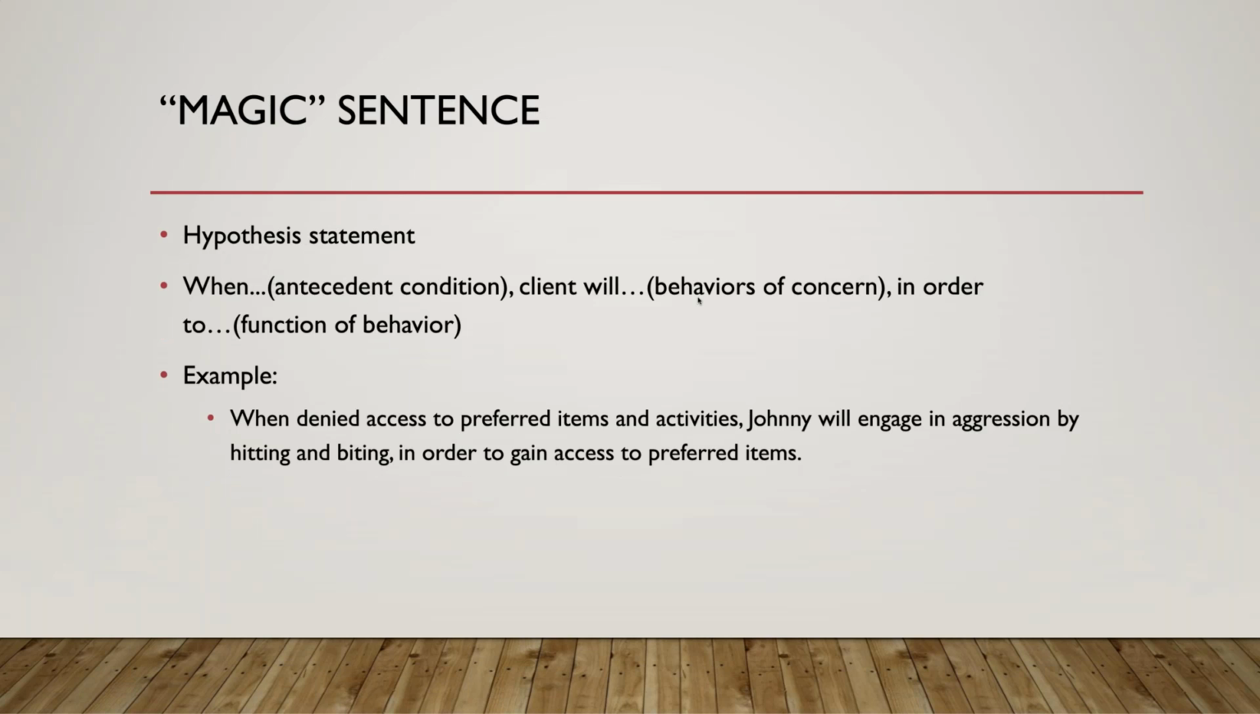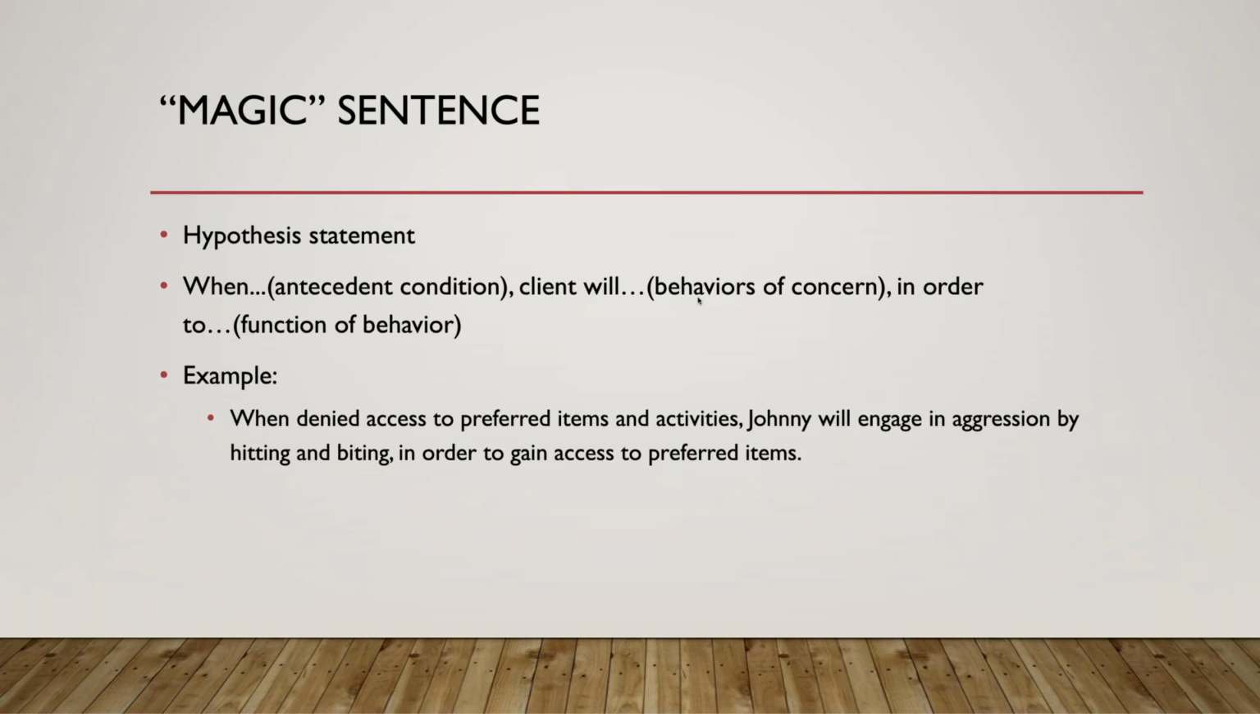When we have a hypothesis, I call it the magic sentence. It's the hypothesis statement. It's "when," and then we put in the antecedent conditions, the client will engage in the behaviors of concern, in order to obtain the function of the behavior. For example, when denied access to preferred items and activities, Johnny will engage in aggression by hitting and biting in order to gain access to preferred items.